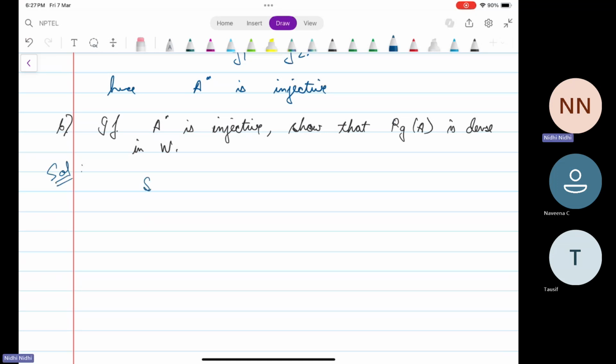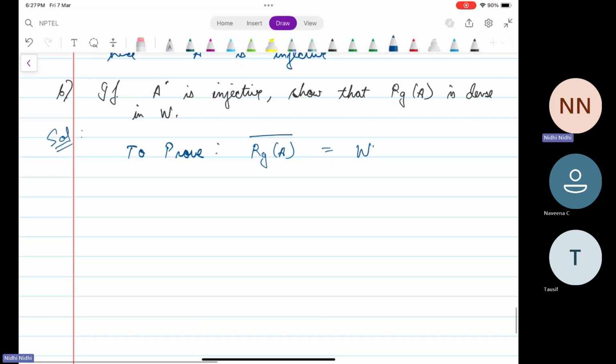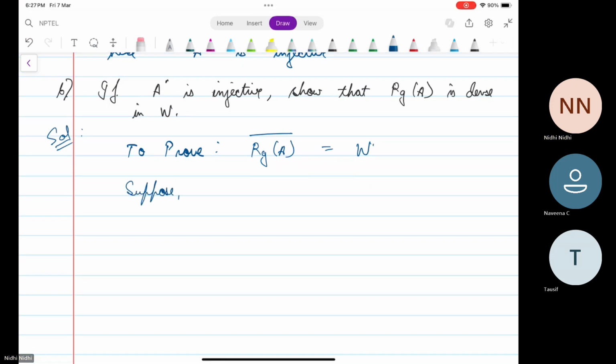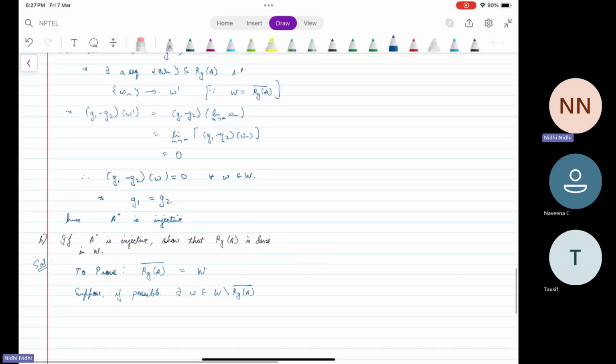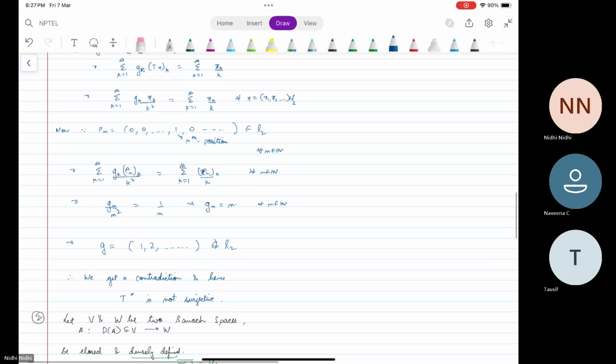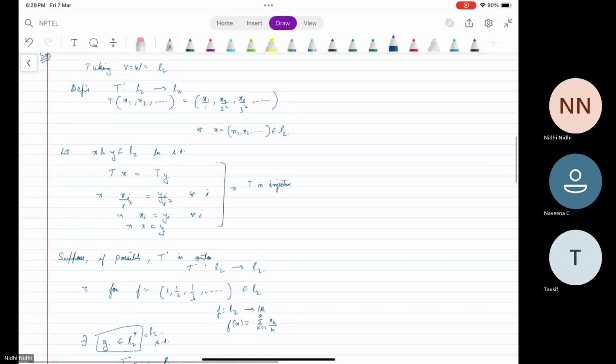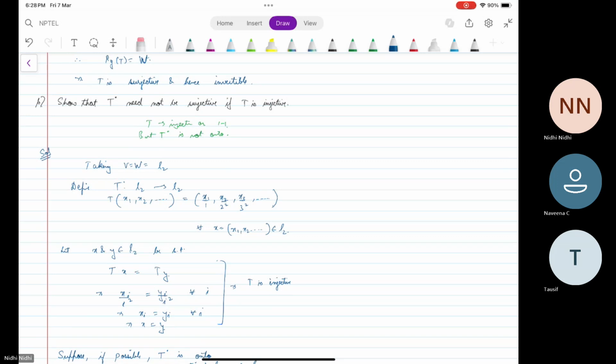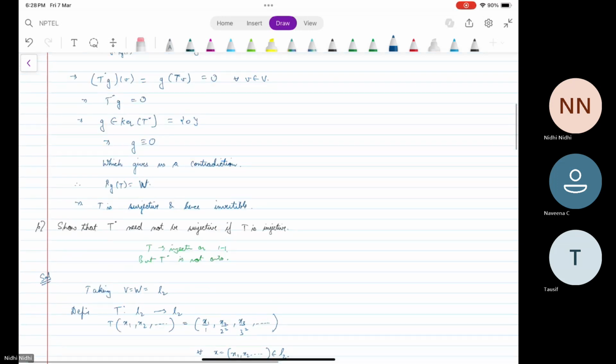Solution. Now suppose, so we need to prove that range A closure is equal to W. Clearly this is a subset of W. Suppose, if possible, there exists some w in W minus range A closure, then as done in previous question A part.